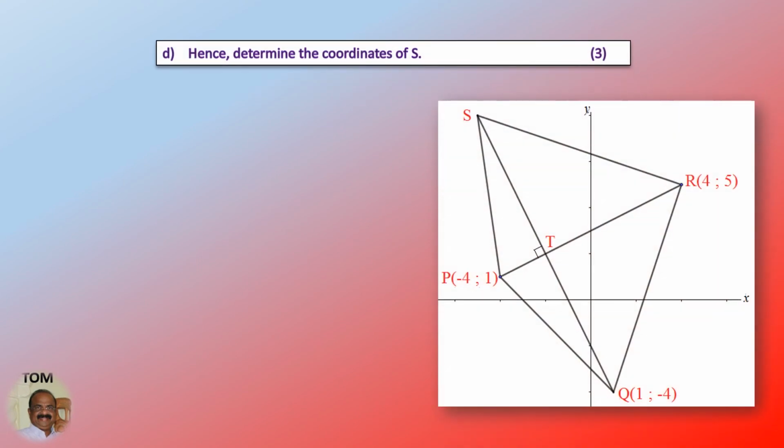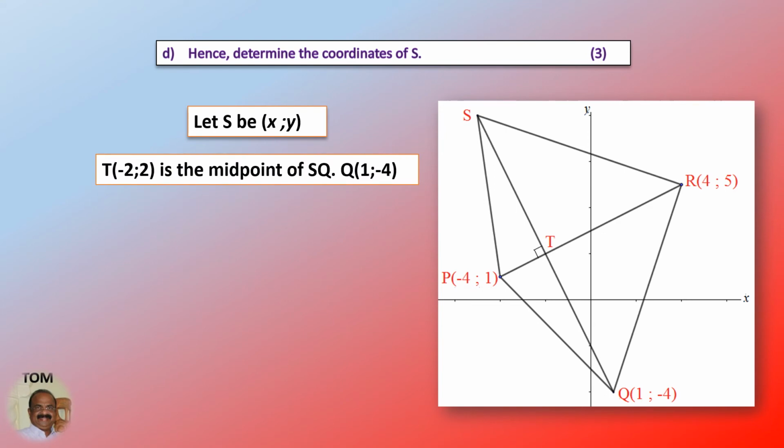Hence determine the coordinates of S. We know that S is end point of SQ. Q is available, T is available. Now let us assume that S is x, y. And we already have the coordinates of T, that is minus 2, 2. And Q is 1, minus 4, T is the midpoint. So here we apply the midpoint formula, that is x1 plus x2 over 2 and y1 plus y2 over 2.